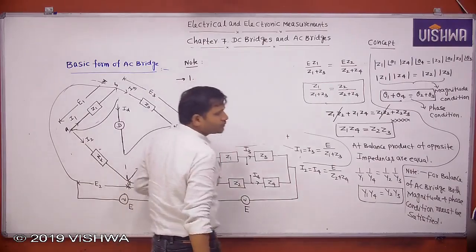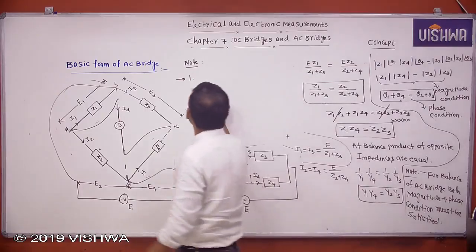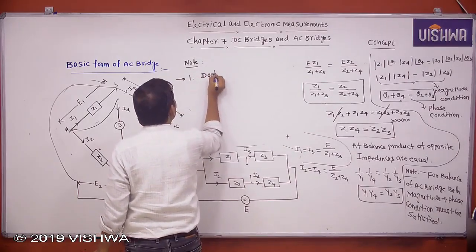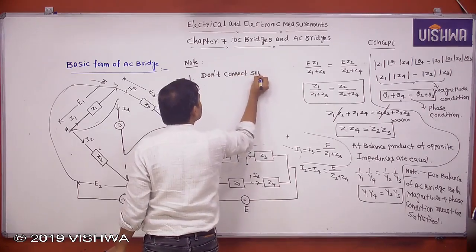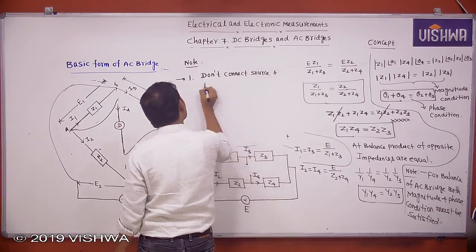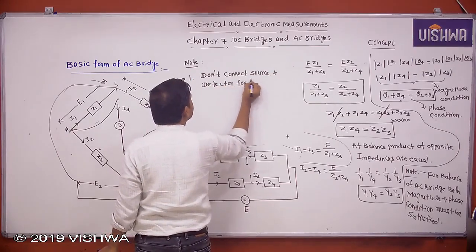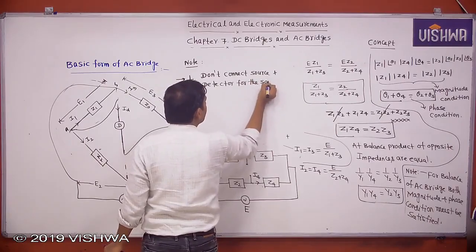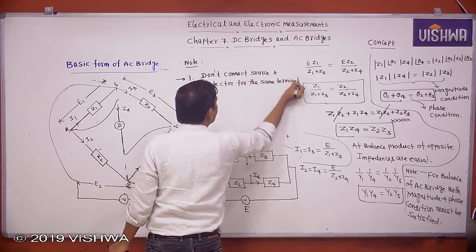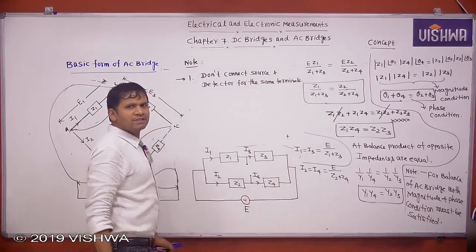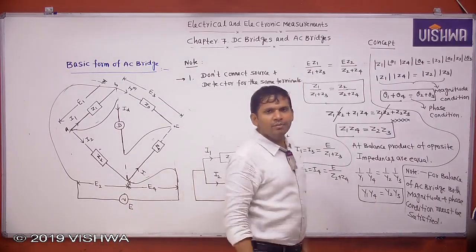Don't connect source and detector to the same terminals. This one point you remember: same terminals. If they are connected, the bridge will never balance.